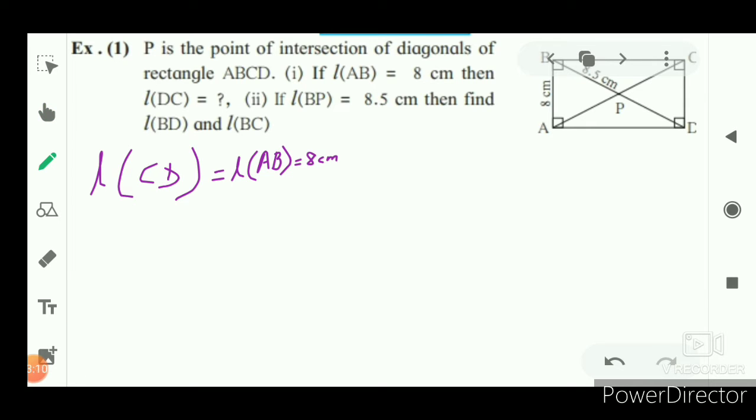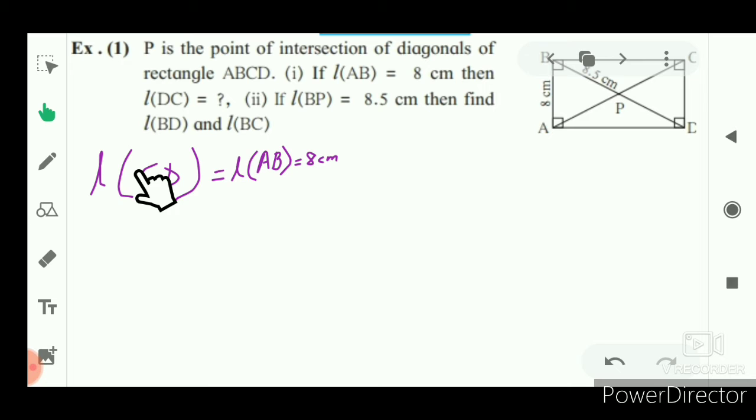The length of CD will be equal to the length of AB, and the length of AB is 8 cm. So the answer of the first part is 8 cm. Clear? Because the opposite sides of a rectangle are congruent. AB and CD were the opposite sides, so they have equal length. Also, AD and BC will have equal length.